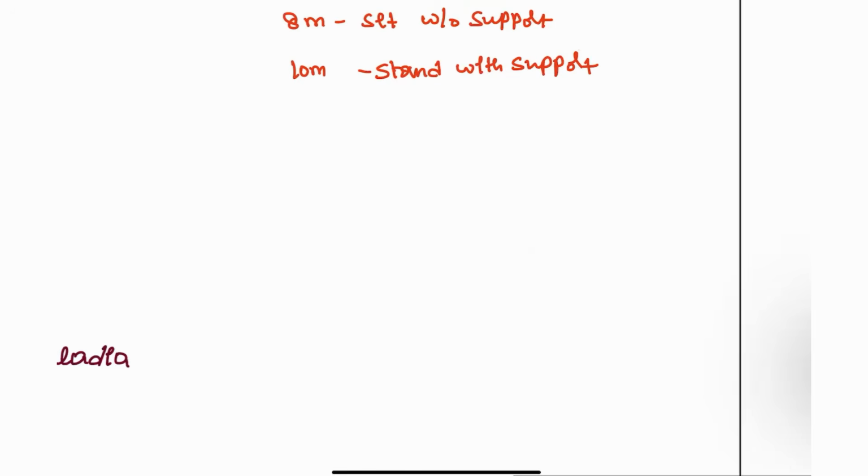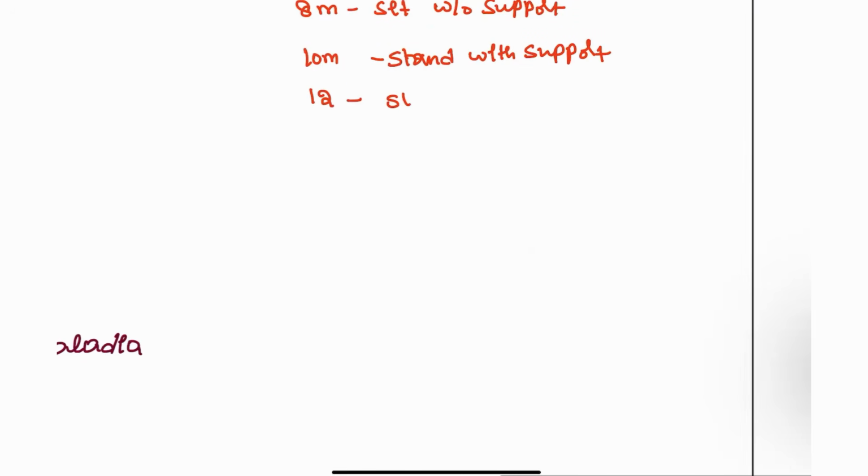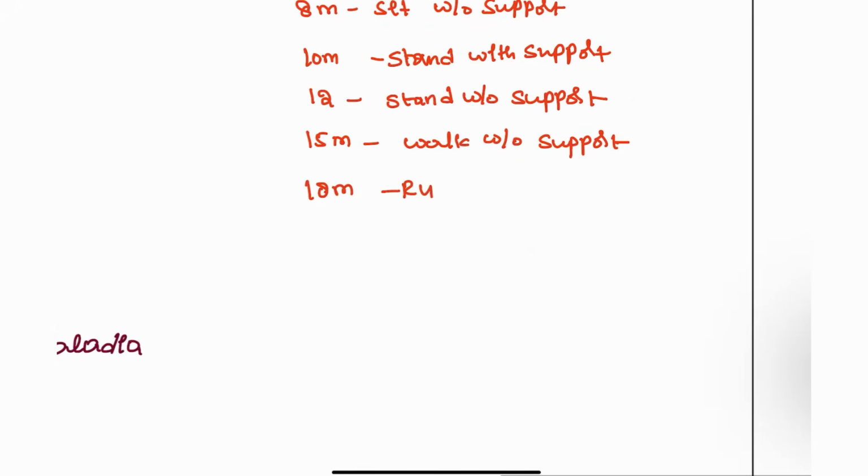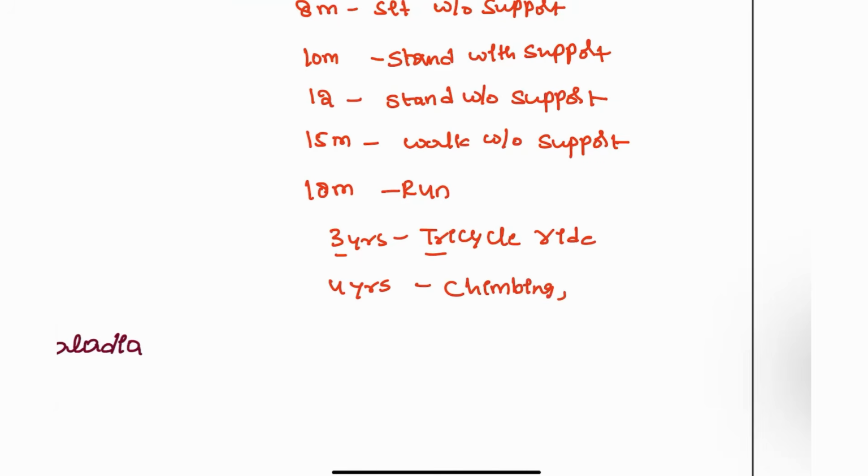next 12 months the baby is going to stand again, but this time without support. Okay, 15 months walk without support, and 18 months running, 3 years tricycle riding, okay, 3 for tricycle ride, and 4 years climbing and hopping, okay, climbing and hopping will be seen. So these are the gross motor.